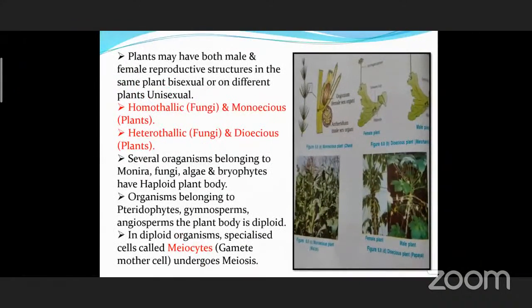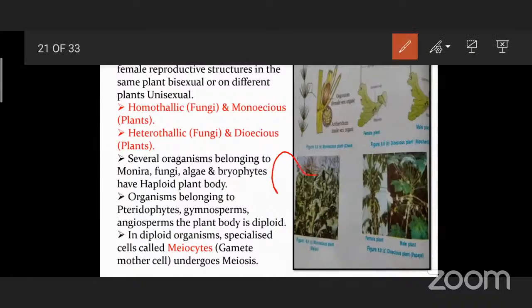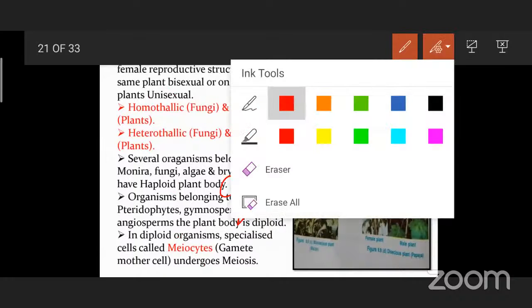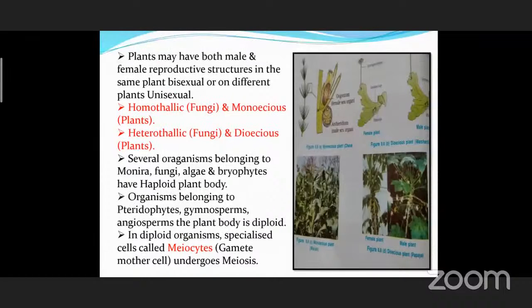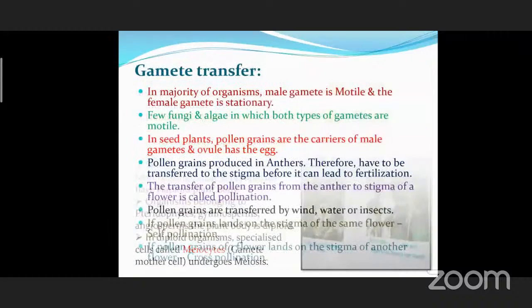Organisms belonging to Monera, fungi, algae and bryophytes have a haploid plant body. Organisms belonging to pteridophytes, gymnosperms and angiosperms have a diploid plant body. In diploid organisms, special cells are called meiocytes. These are gamete mother cells, which undergo the meiosis process.